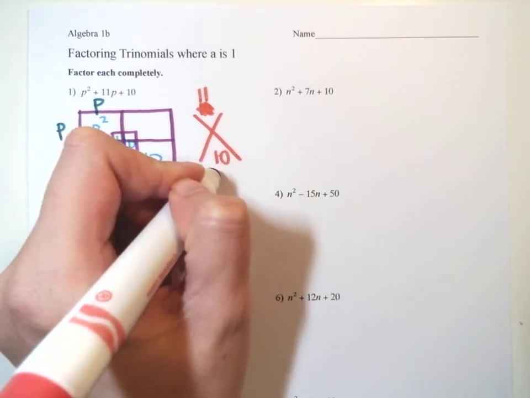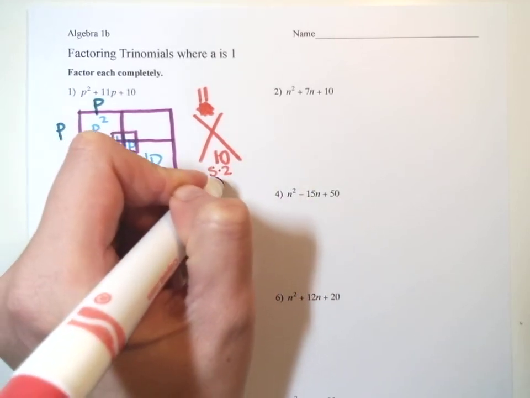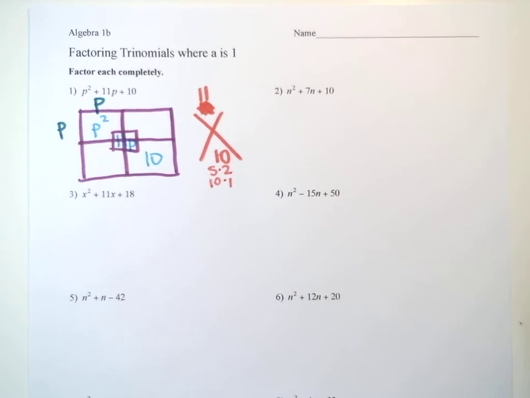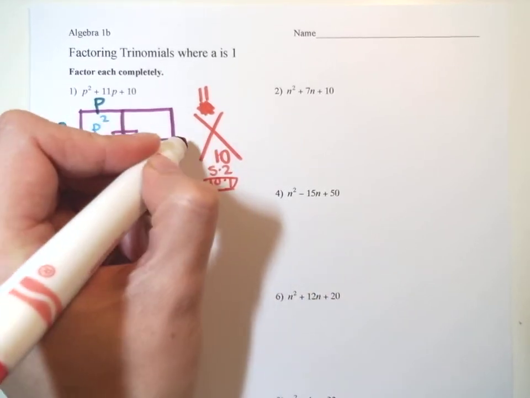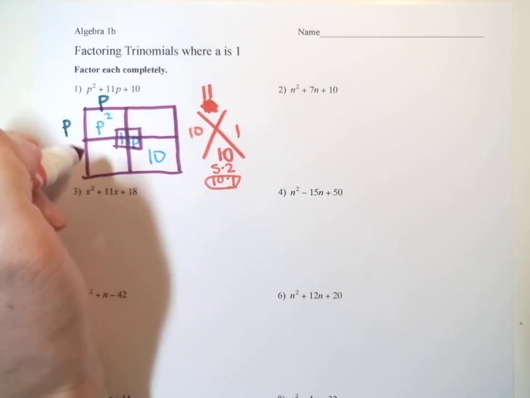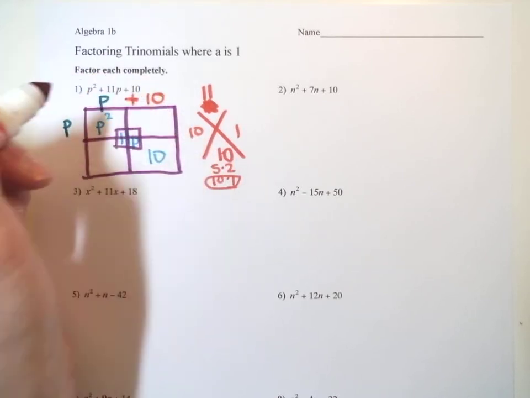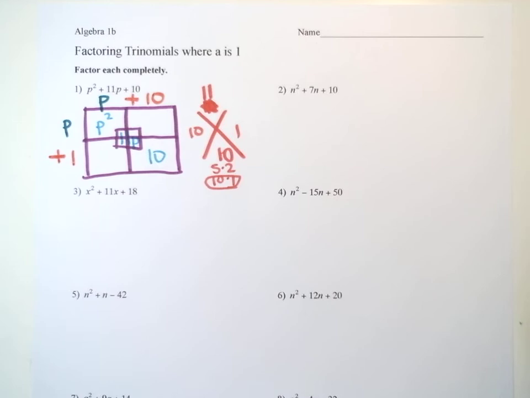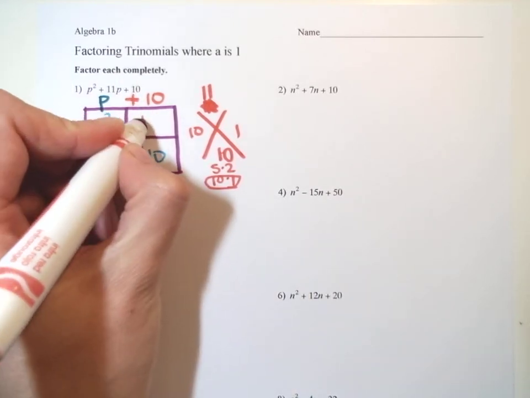So the only things that multiply to 10 are 5 and 2, or 10 and 1. So which of those adds to 11? It's going to be 10 and 1. And so we're going to put a positive 10 here and a positive 1 here. And you could switch them. It doesn't matter where the 10 and the 1 go.